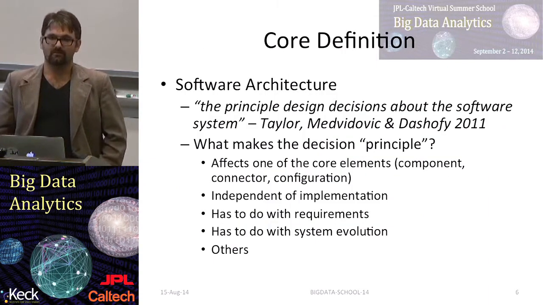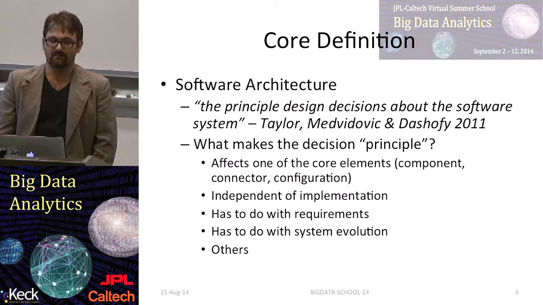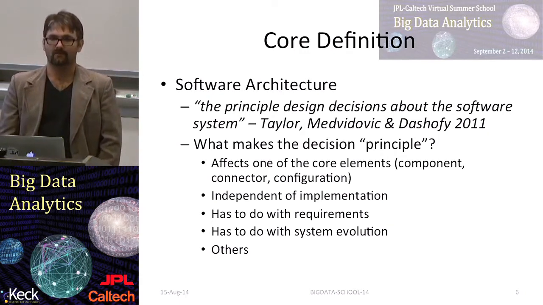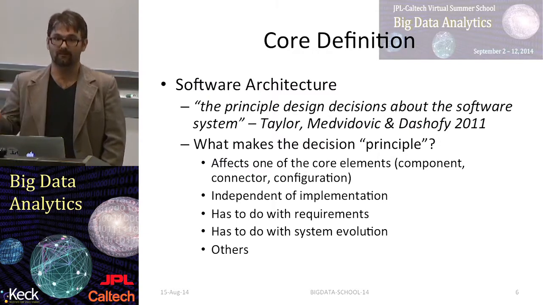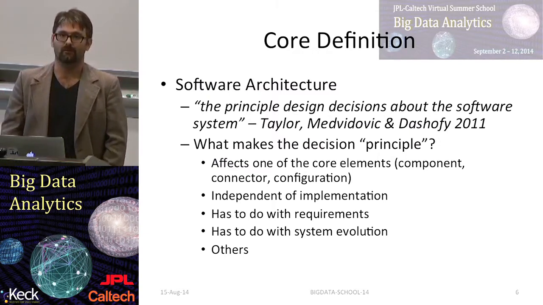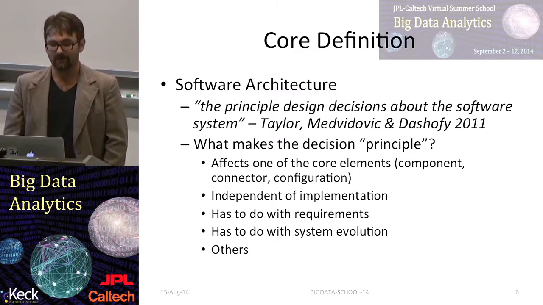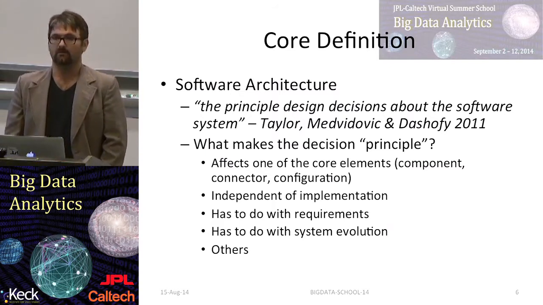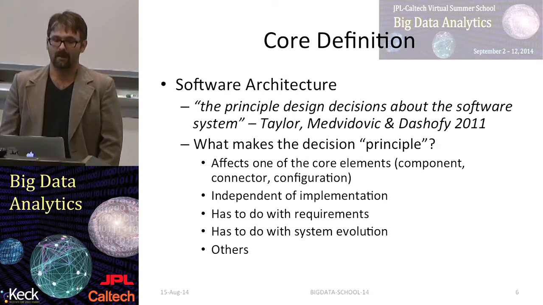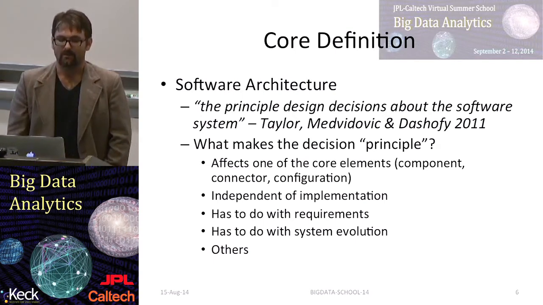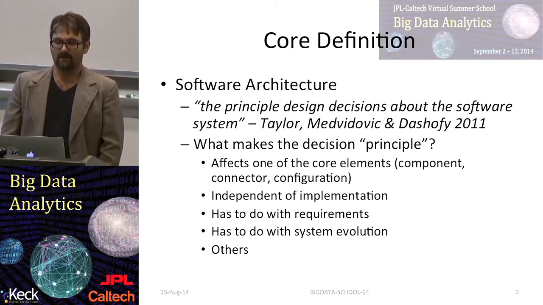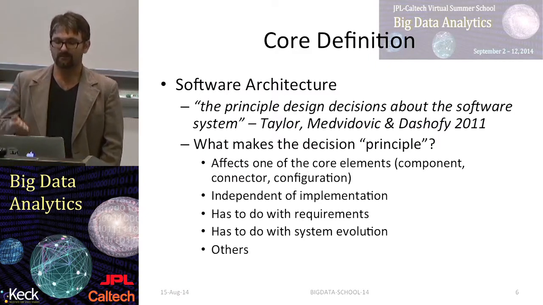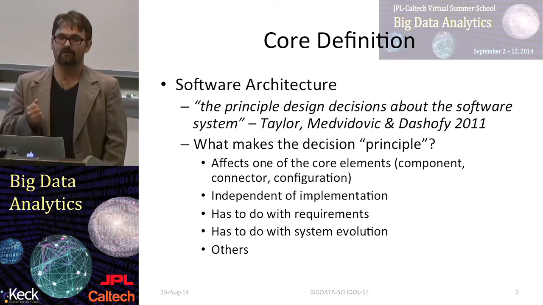So the core definition of software architecture that we're leveraging in this course is defined in a newer book that's rapidly emerging as the standard textbook, the book from Taylor, Medvidovic, and Dashofy on software architecture. In their book, they define architecture as follows, building on this: the principal design decisions about a software system. Right?